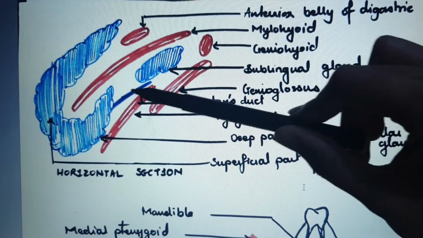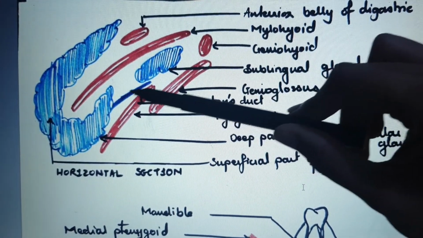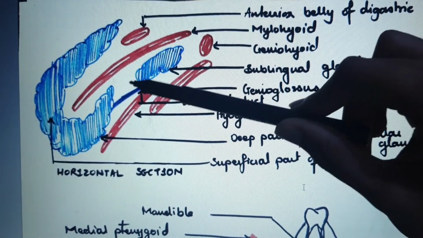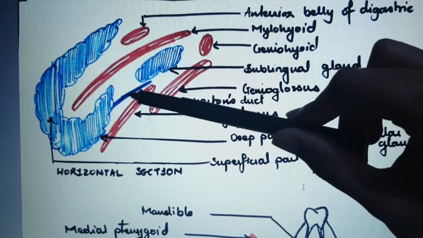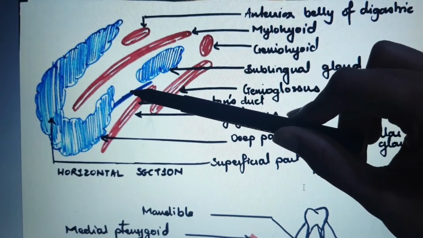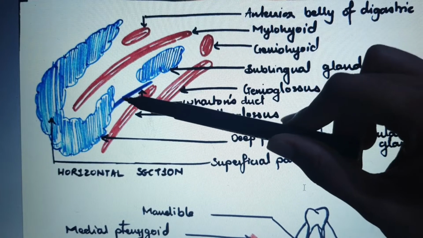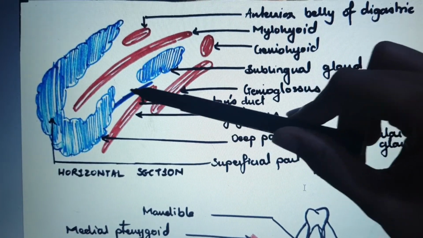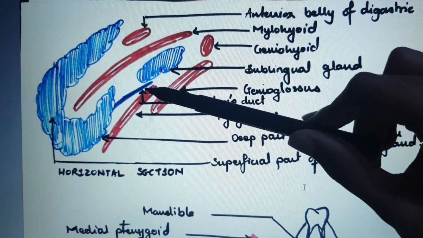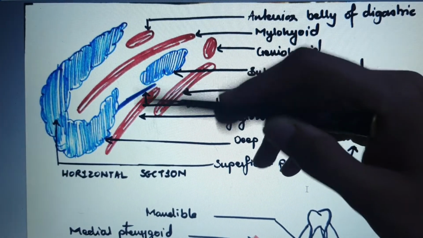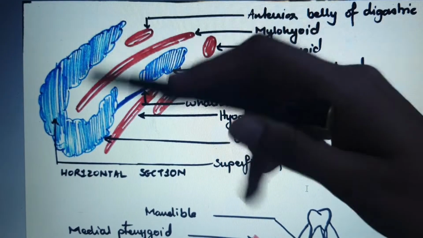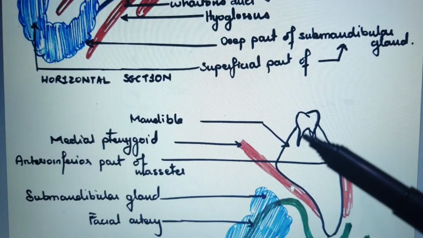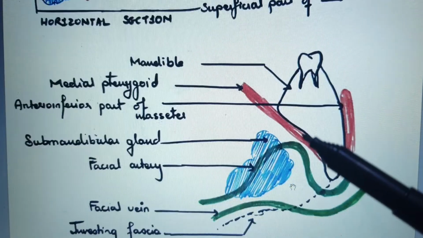This Wharton's duct, as you can see over here, is the salivary duct of the submandibular gland. It is thin walled and it is 5 centimeters long. It emerges from the anterior end of the deeper part of the gland and runs forward onto the hyoglossus muscle between the lingual and the hypoglossal nerves. Now if we see the horizontal section of this gland, let's go on to the blood supply and the nervous supply of this gland.